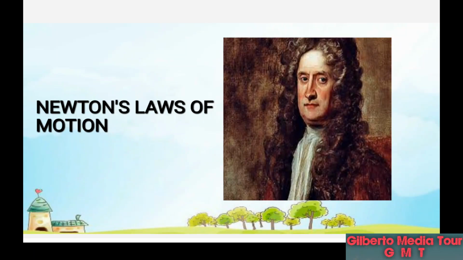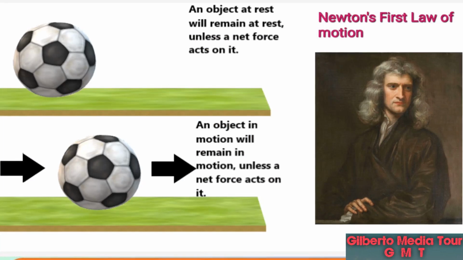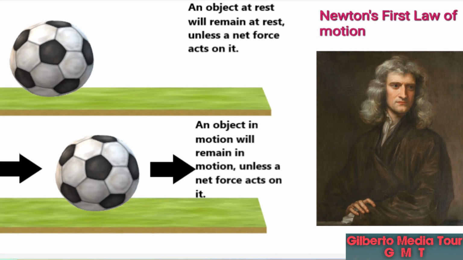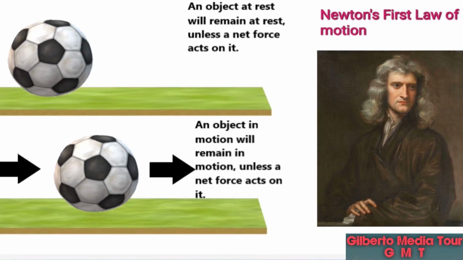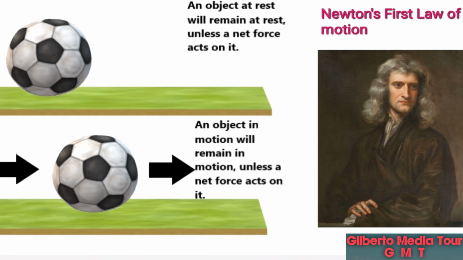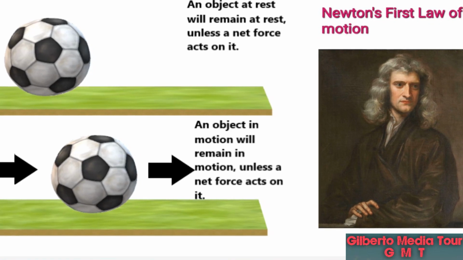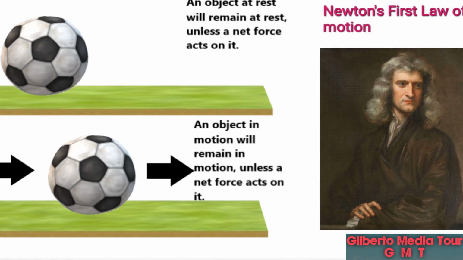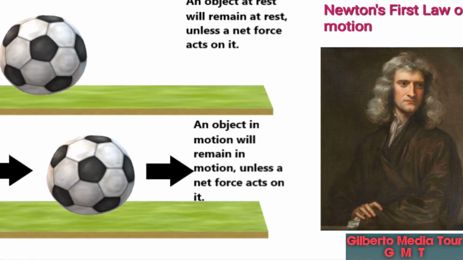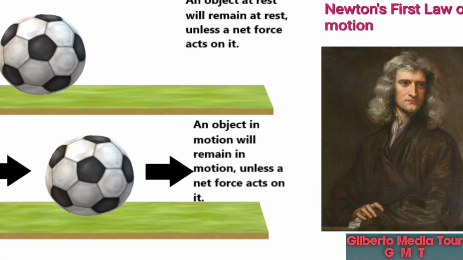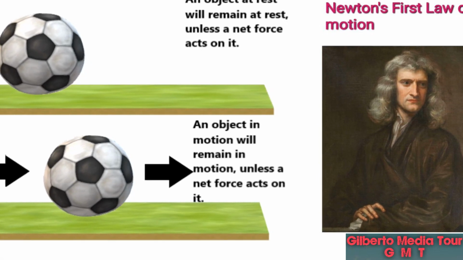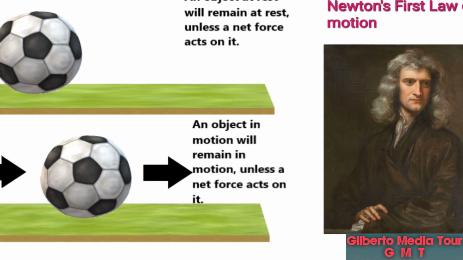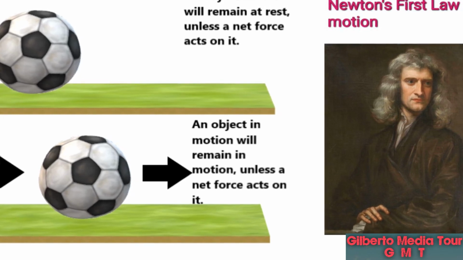Newton's laws of motion. Newton's first law of motion, also called the law of inertia. An object at rest stays at rest, and an object in motion continues moving at constant speed in a straight line unless acted upon by an external force. This law basically states that objects resist changes in their state of motion.